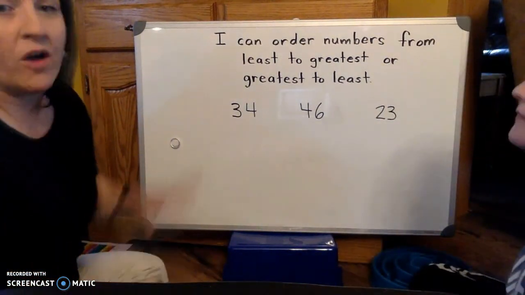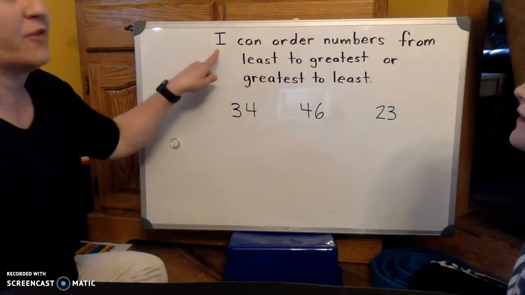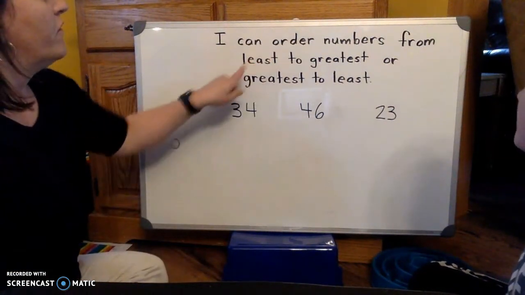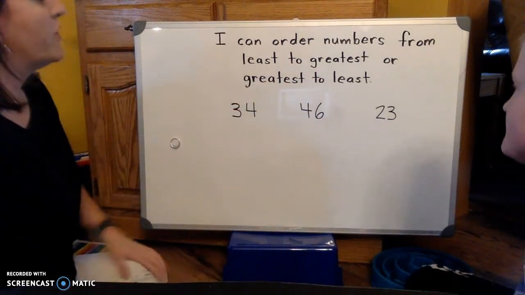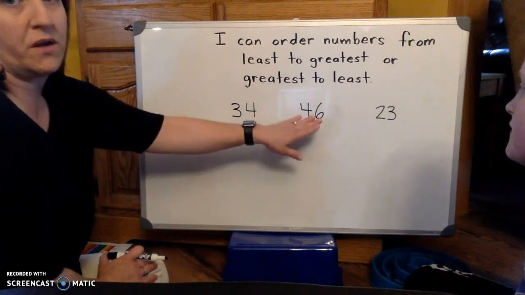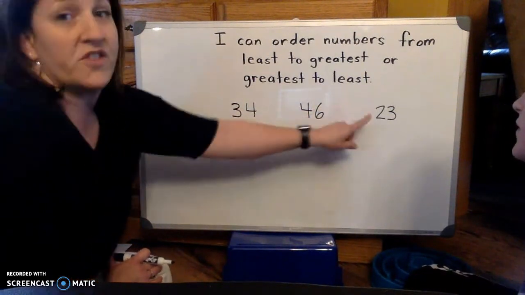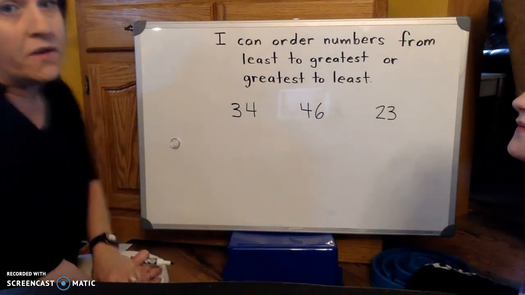Okay? So our learning goal today is, go ahead and read it for us. Can we order numbers from least to greatest or greatest to least? That's what we're going to try to learn how to do. So instead of just comparing two numbers, we're going to compare more than two. We're going to compare multiple numbers.